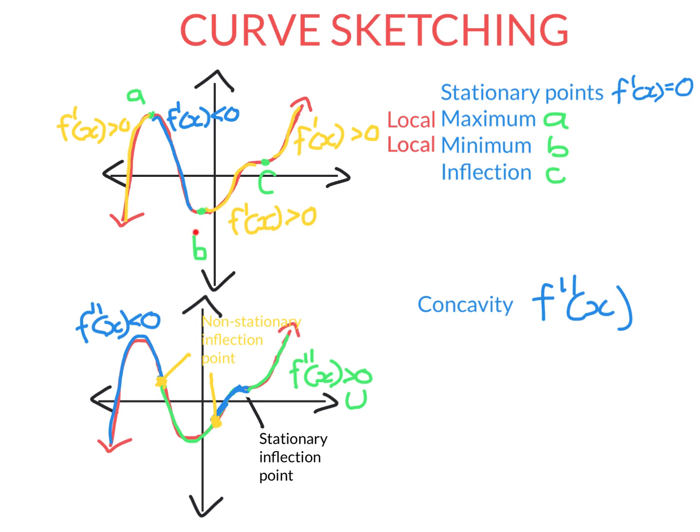So A, B, and C are known as stationary points. That's because if I were to draw the tangent to the curve at each of these points, it would be horizontal. Now we know that horizontal lines always have gradient 0. So these stationary points occur whenever the first derivative is equal to 0. Now there are three types of stationary points. A is a maximum, B is a minimum, C is an inflection point.